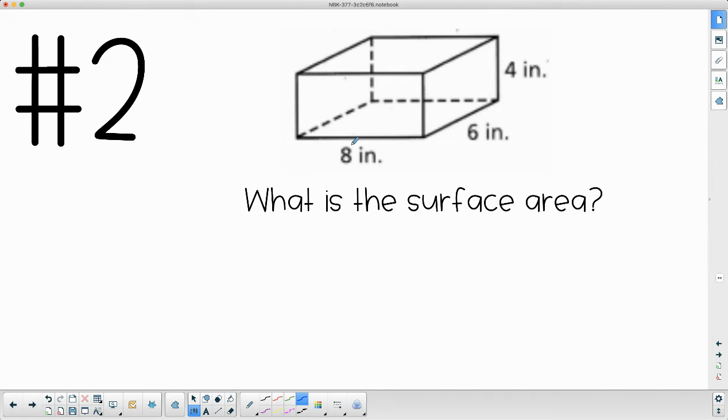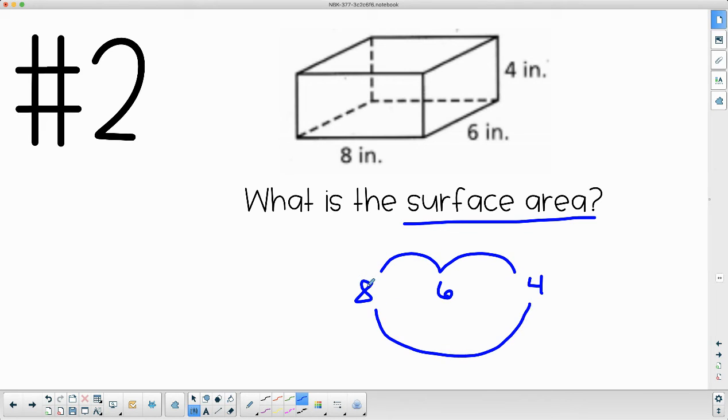Number 2 asks for the surface area of this shape. So we have a rectangular prism here. So we can use our frog method. So we have our length, our width, and our height. So we connect all of our numbers. And then we go 8 times 6 is 48. And then remember, we need to double the bubble to create that eye. So you're going to double 48 and put it here.